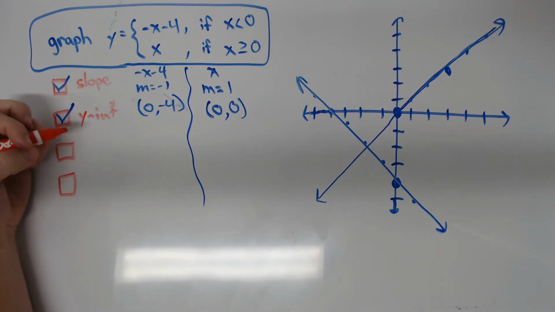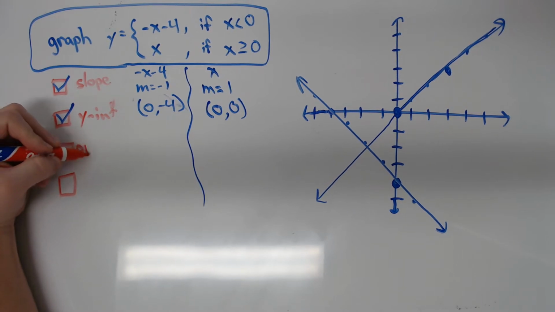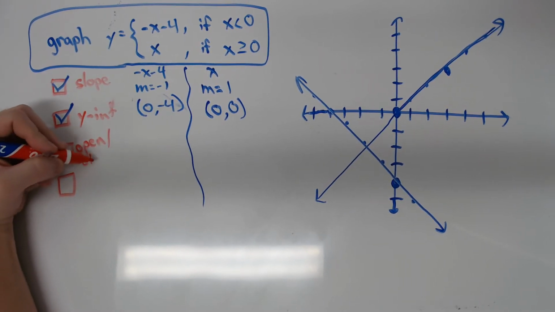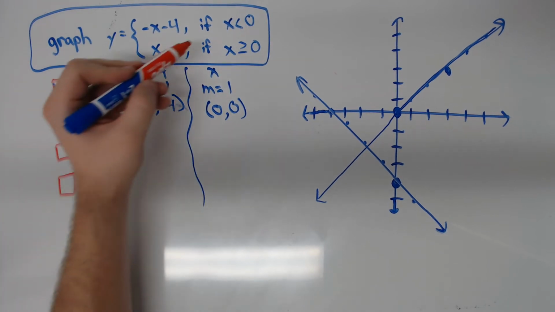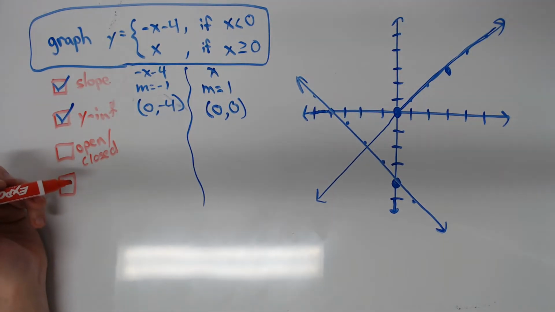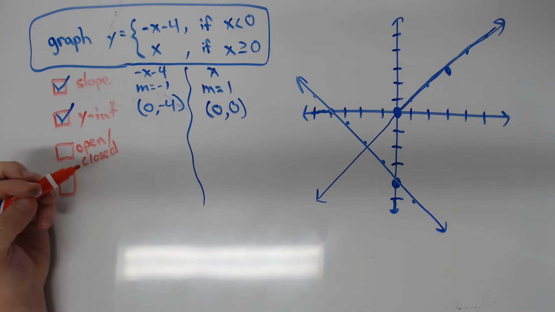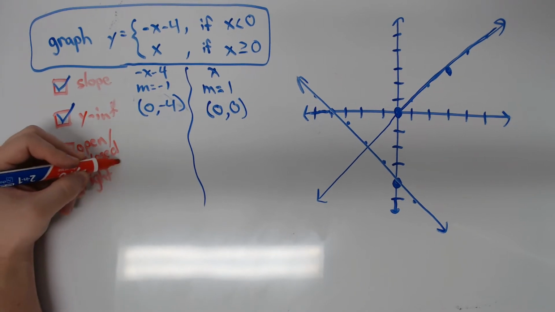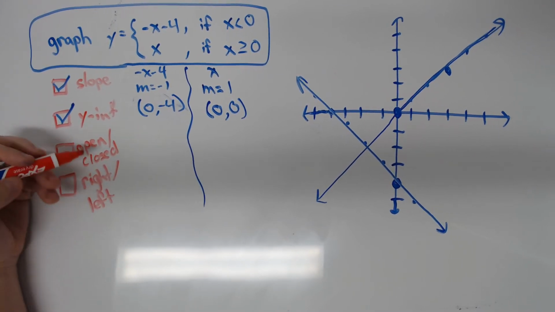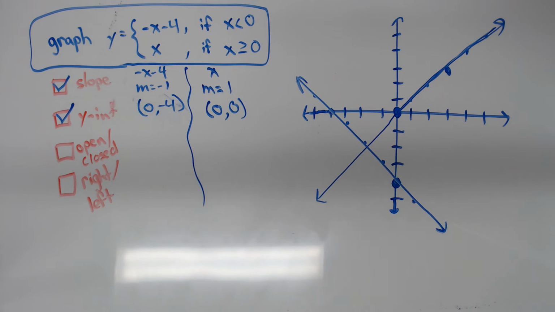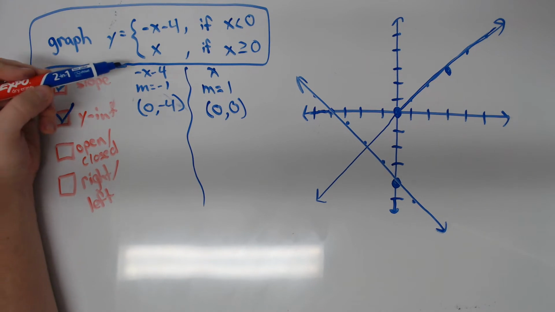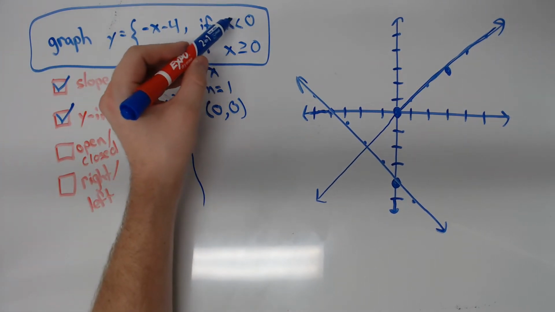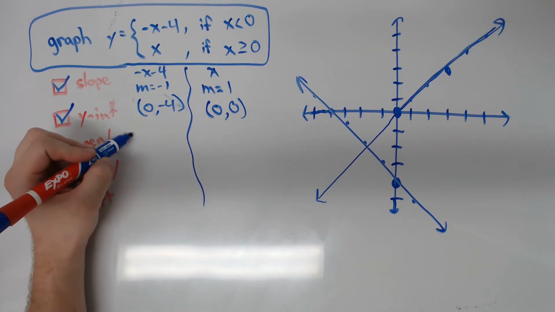The other things we need are open or closed. This means the circle, because of the inequality. Remember graphing inequalities on a number line, how we had an open or a closed circle? Same thing here. And then whether it goes right or left. Same comparison. Depending on the greater than or less than symbol, it went right or left. So for the negative x minus 4, it does not have the or equal to sign. This one should be open.